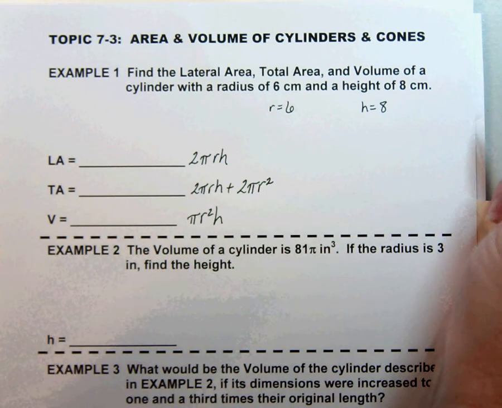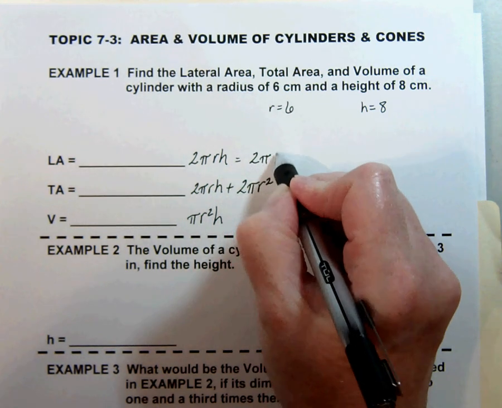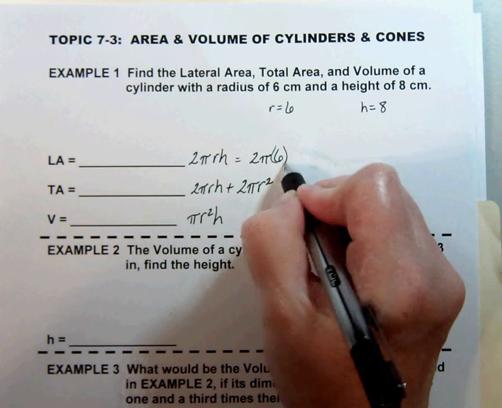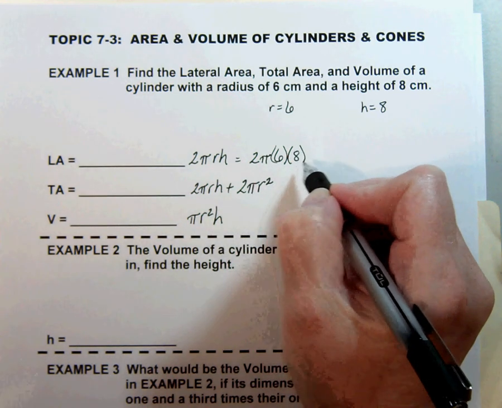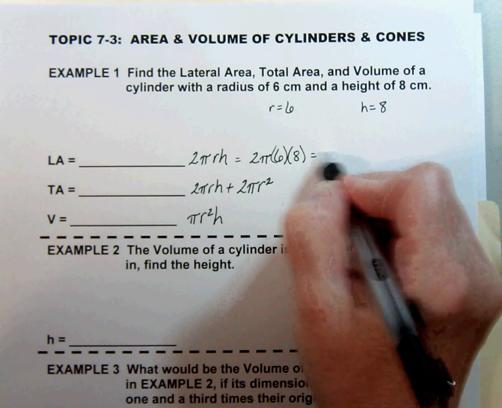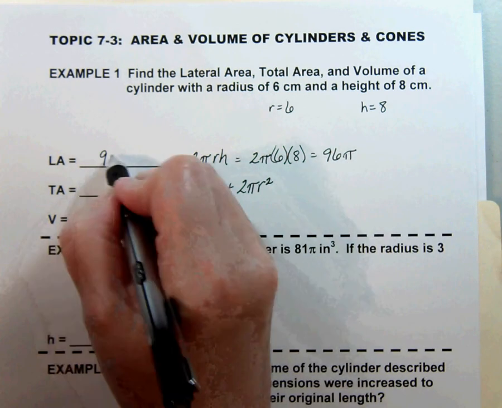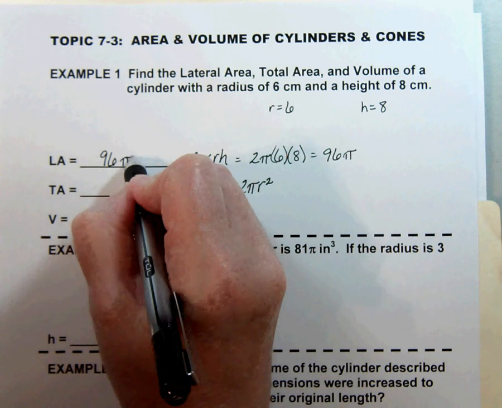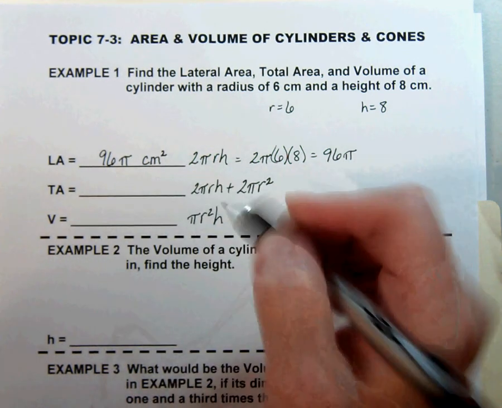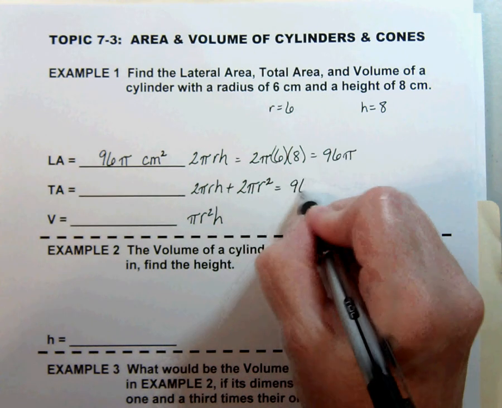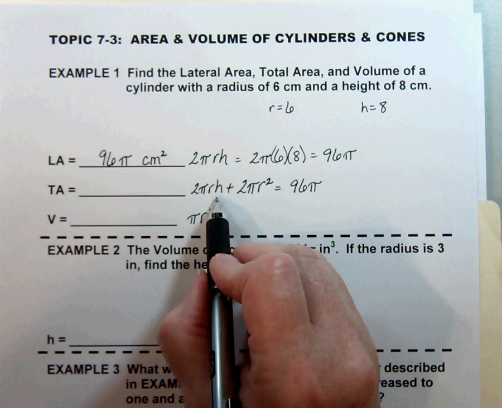So let's try the first one. You have 2 times pi times 6 times 8. 2 times 6 times 8 is 96, so this answer is 96 pi. And this is in centimeters, so it's 96 pi square centimeters. Now we already know the lateral area, so I'm going to write it as 96 pi.